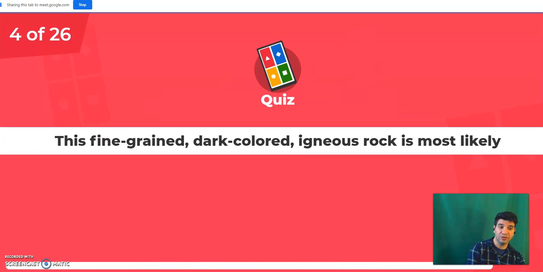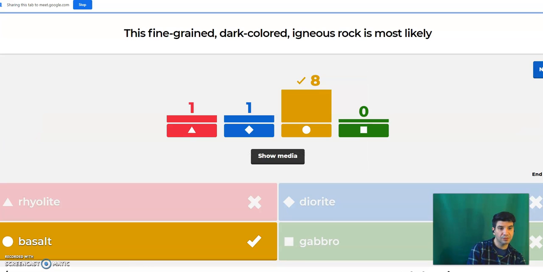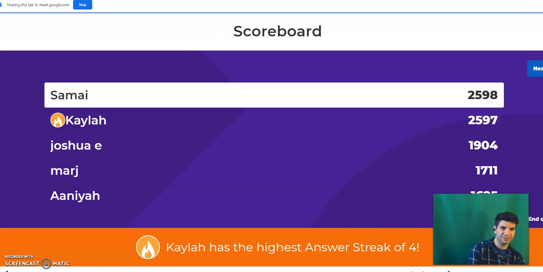This fine-grained, dark-colored igneous rock is most likely what? It seems to be an igneous intrusion. Fine-grained, definitely looks mafic. Mafic is dark. And that is basalt. That was pretty easy. ESRT page 6.